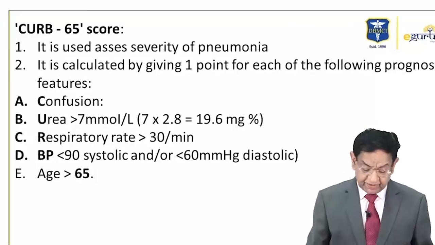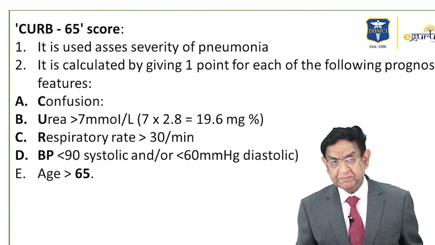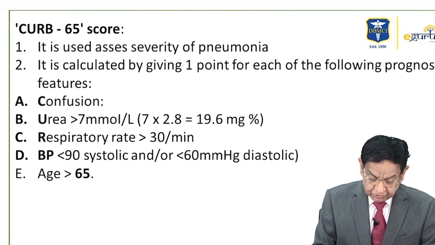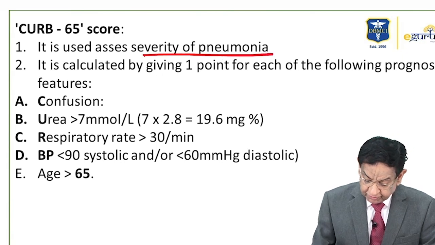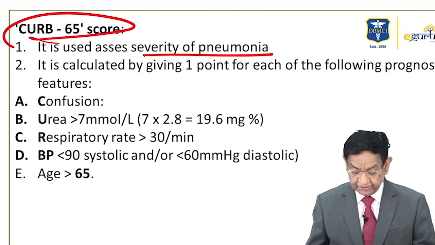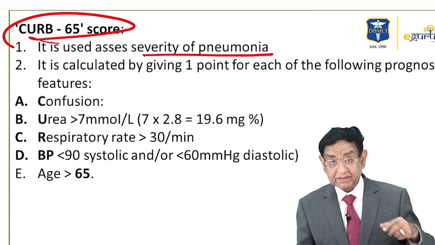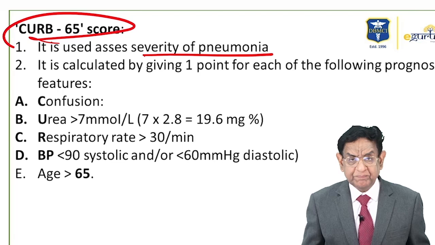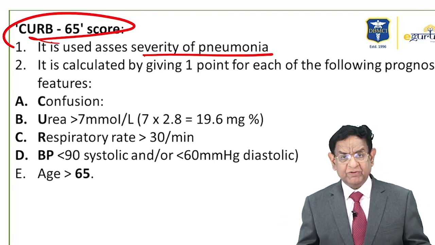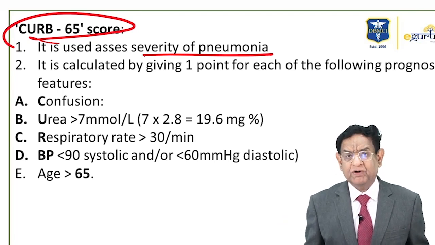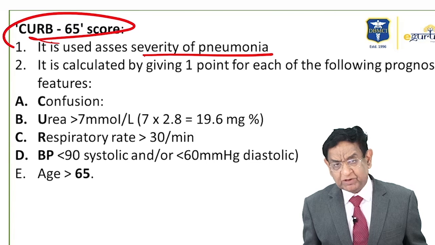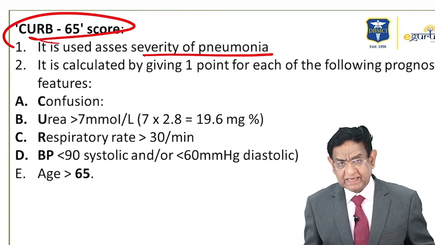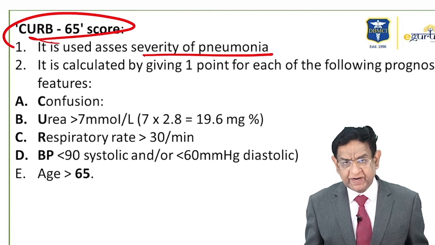A very important feature is the CURB-65 score. This is the universal question. It is used to assess the severity of pneumonia. Note it down very carefully. A patient has come to you. How severe is the patient? What is your line of treatment? Should it be OPD treatment, hospitalization, or hospitalization in the ICU? You need certain guidelines, and for that the CURB-65 score has been given.